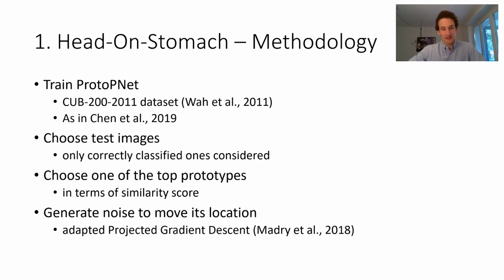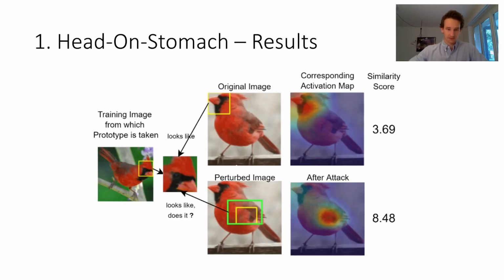And with these, we constructed an adapted version of projected gradient descent that introduces local perturbation noise with the aim not of misclassifying the image, but fooling the prototype in the network. The results can be seen here.